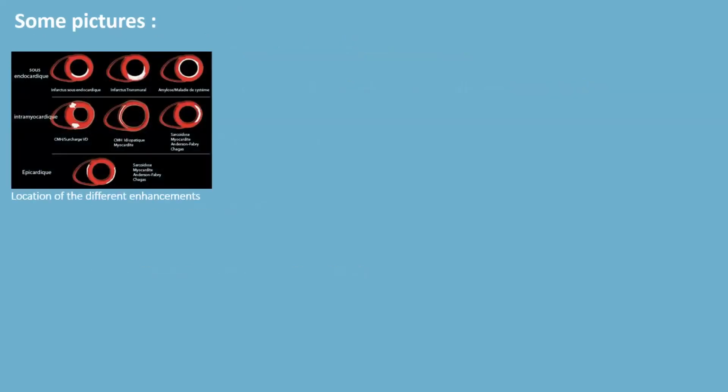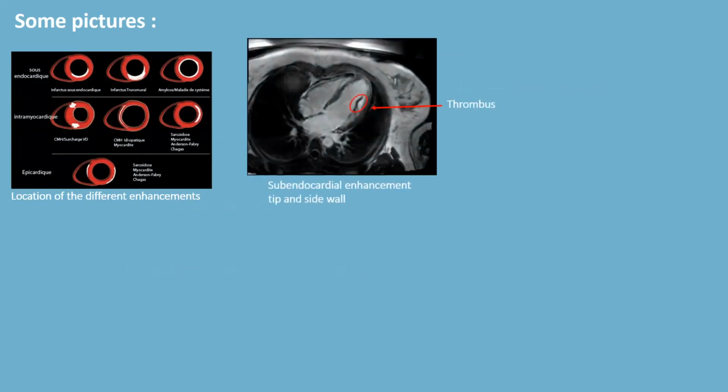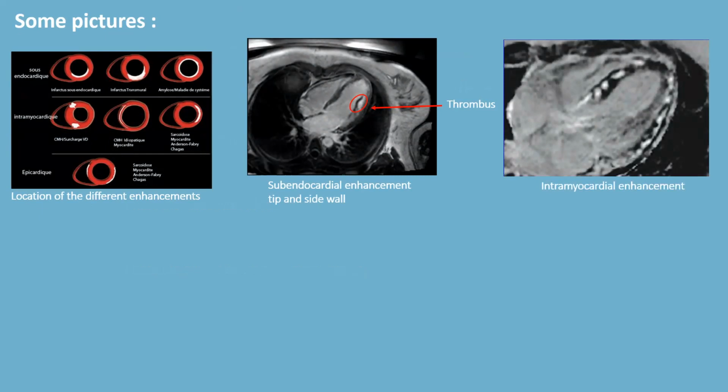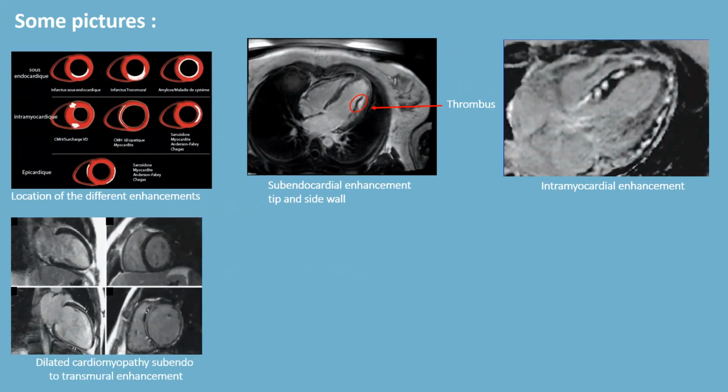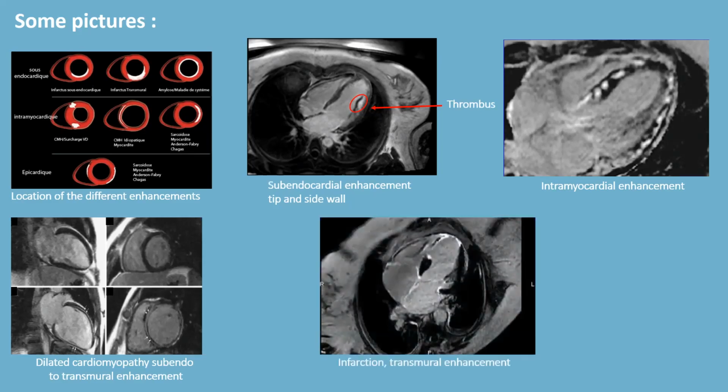Here are some pictures of the location of the different enhancements. There are different enhancements appearing in the image. You can see here the thrombus, endocardial enhancement in the wall. Here the intramyocardial enhancement, and also here we can see the image of a dilated cardiomyopathy, subendocardium to transmural enhancement. So we can see here the gadolinium and so on.